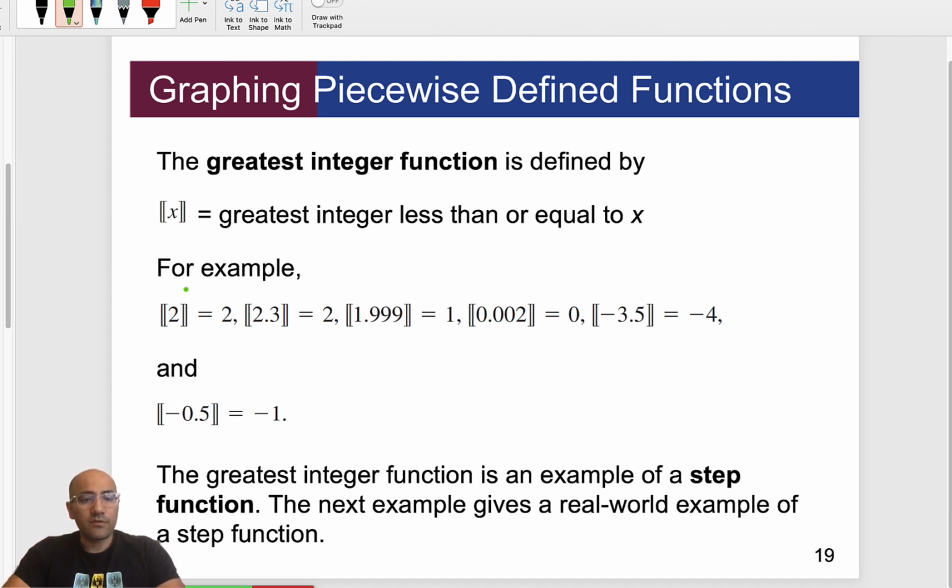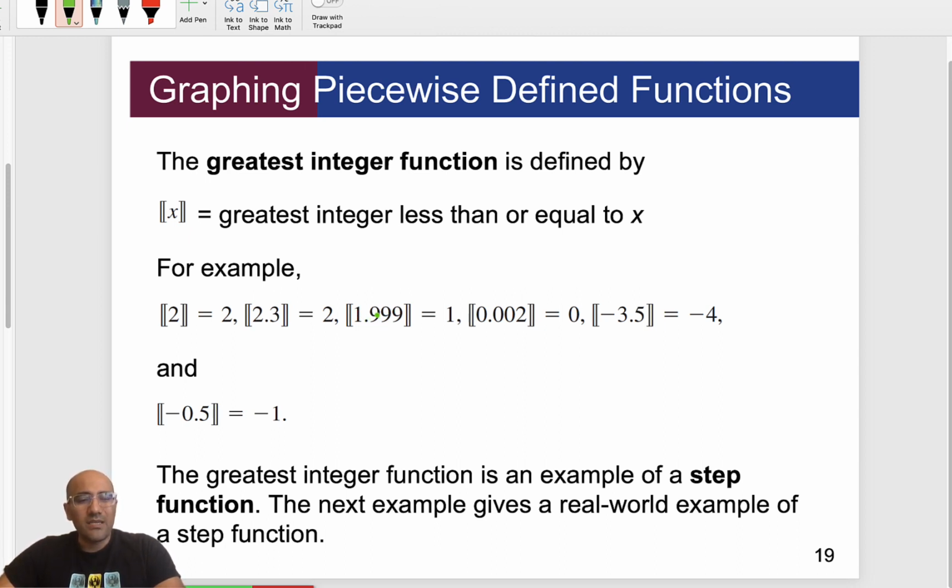So here's some examples. If you plug in a 2 into here, the output is just 2, right? Greatest integer that's less than or equal to it. If we put in a 2.3, the answer is 2. If we put in a 1.9999, the answer is 1. Okay, so it's not rounding. Right, so this often gets confused with rounding, but we're not rounding. Otherwise, this would just round to 2. Okay, so it's the biggest integer that's smaller than this.